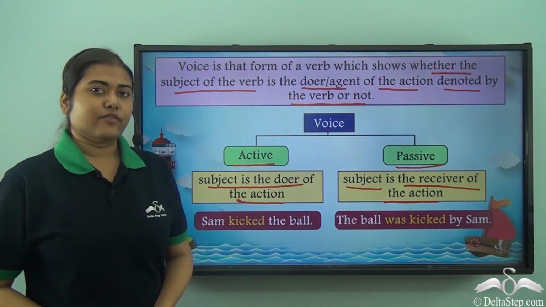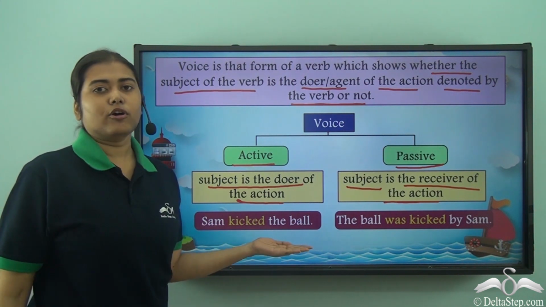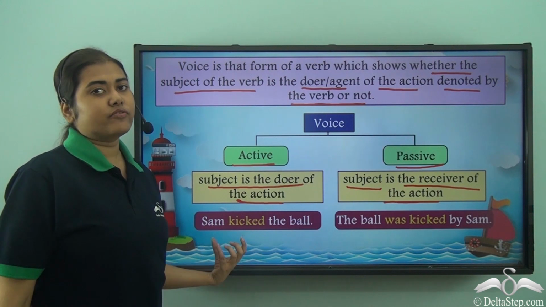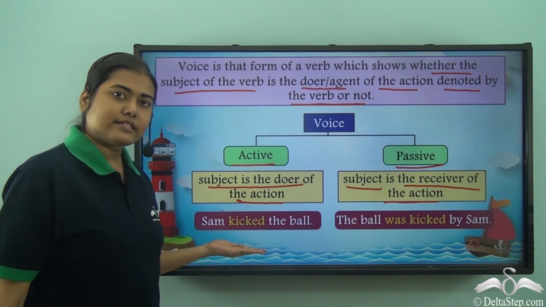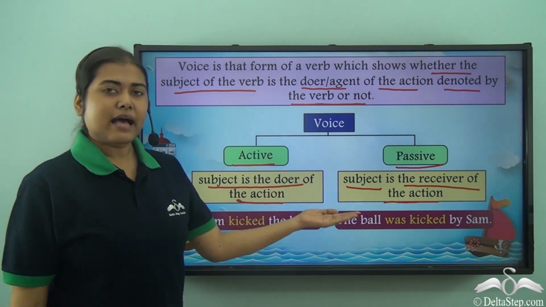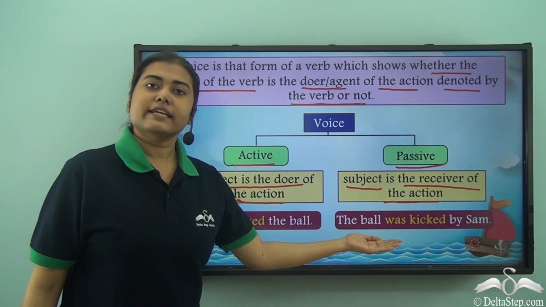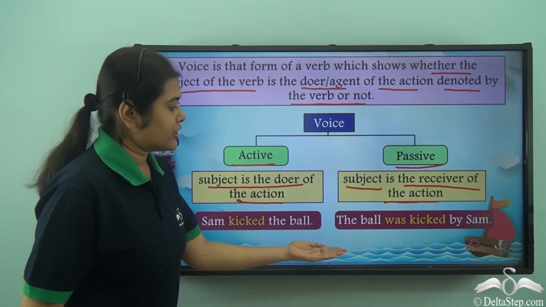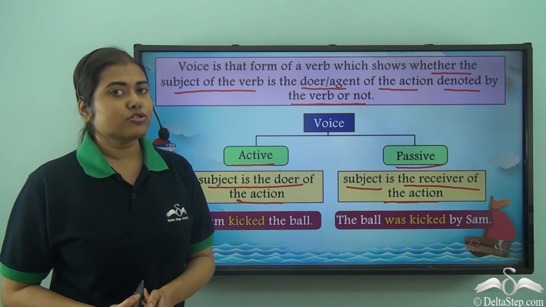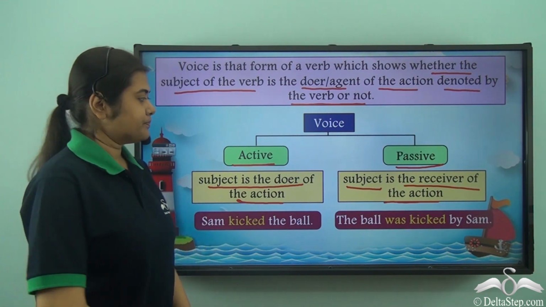So in an active voice, a sentence reads like, Sam kicked the ball, where Sam is the subject as well as the doer of the action, that is kicked. Now if I have to express the same thing in the passive voice, our sentence becomes, the ball was kicked by Sam. So here the ball is the subject of the sentence, but it is not the doer. It is the receiver of the action.